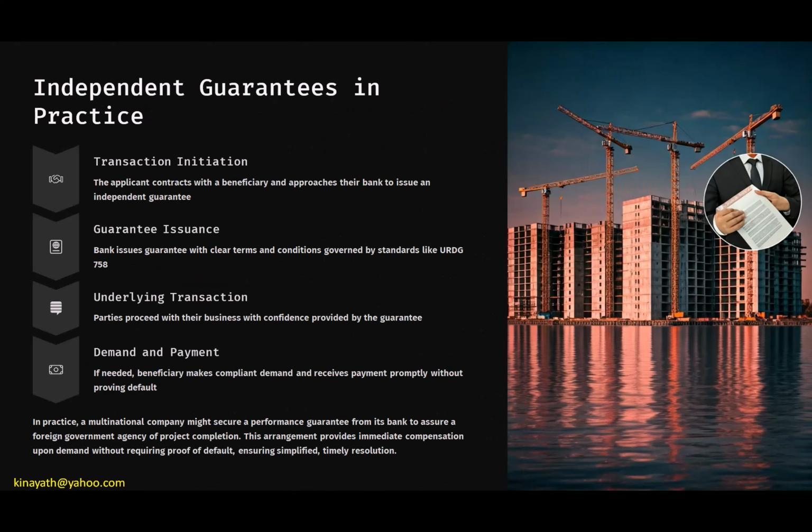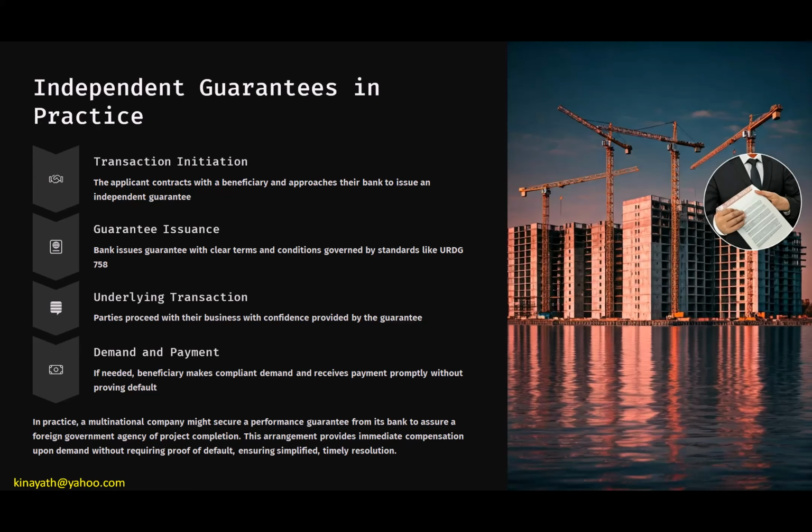Now, let us look at the independent practice. The applicant contracts with the beneficiary and approaches the bank to issue the guarantee. The guarantee is issued by the bank after being satisfied with the creditworthiness of the applicant. Then maybe the rules are as per URDG 758, the guarantee is issued. Then there is an underlying transaction, which the buyer and seller, the applicant and beneficiary, have already agreed upon, and that is supported by this guarantee.